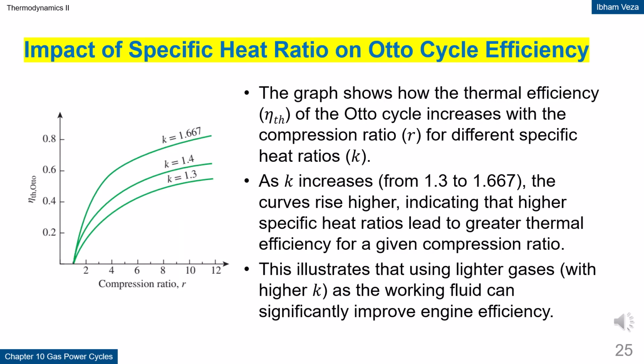Impact of specific heat ratio on Otto cycle efficiency. This graph shows the effect of the specific heat ratio K on the efficiency of the Otto cycle. For the same compression ratio, a higher K value results in higher efficiency. This means that the thermophysical properties of the working fluid strongly influence cycle performance.